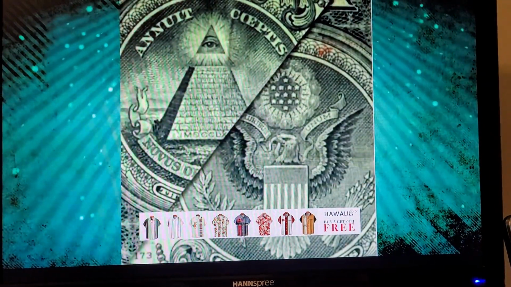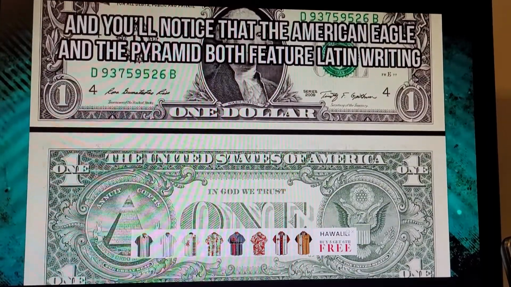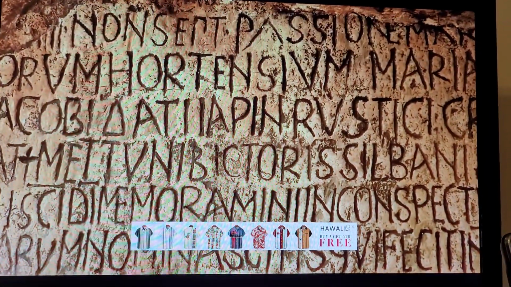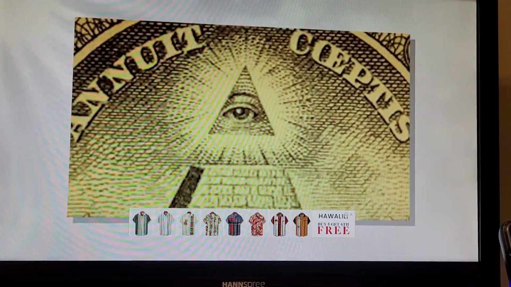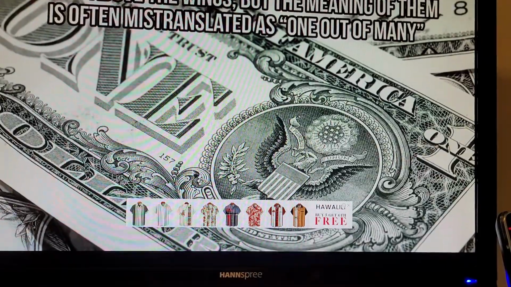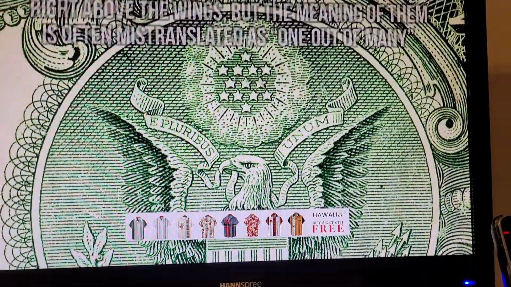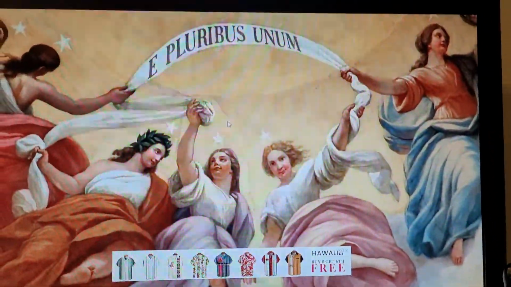Let's start with the phrases on the seal of the United States. Turn the bill to the back, and you'll notice that the American eagle and the pyramid both feature Latin writing. Let's focus on the eagle first, as we have a lot more things to explore with the pyramid. The letters can be found right above the wings, but the meaning of them is often mistranslated as one out of many. However, because of the way the words are placed, the sentence has even more possible translations.